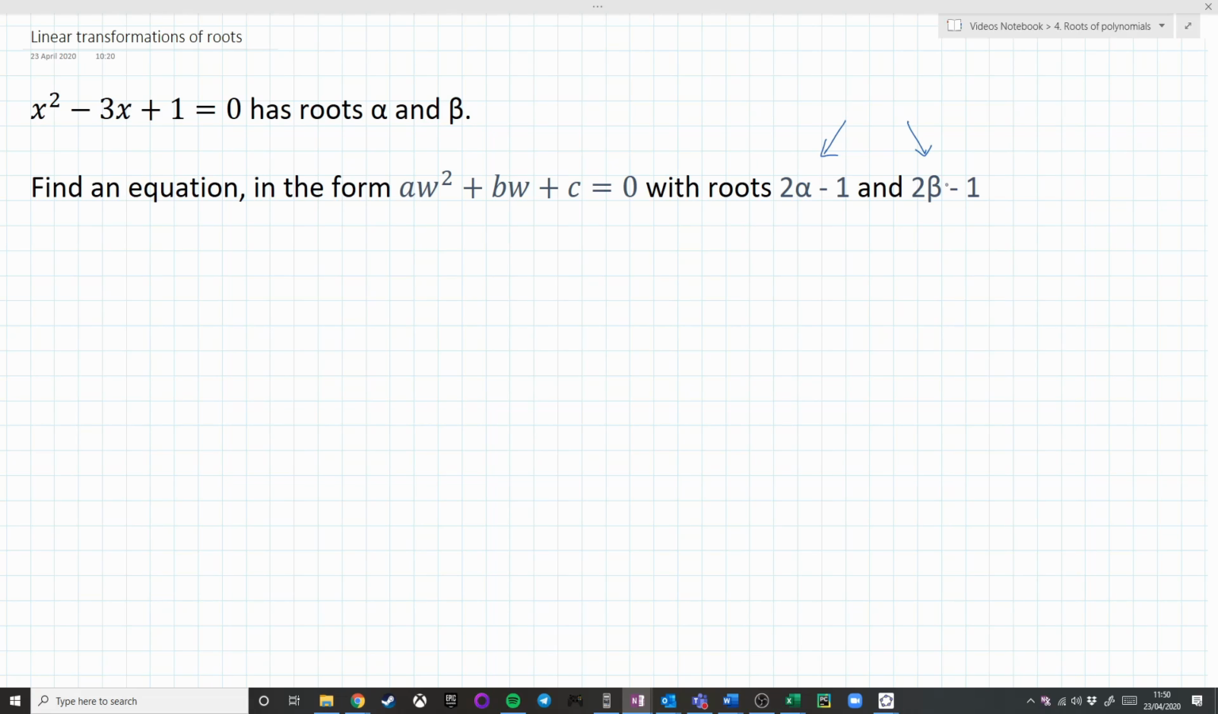So this is called linear transformations of roots, and you can see it feels a bit like the graphical transformations we've done before. What we're saying is we want the roots to be 2 times, take away 1. So what would that look like? Well, let's have a look at GeoGebra.